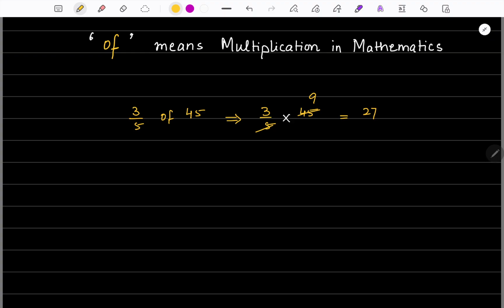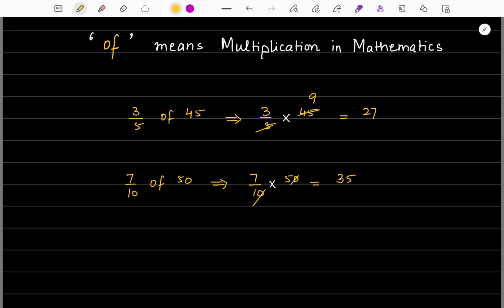Now let's take one more example here. 7 by 10 of 50. So again we can rewrite it as 7 by 10, 'of' gets replaced with the sign of multiplication, and we write 50. So here 0 in the denominator cancels 0 in the numerator and we get 7 fives are 35. So this was all about the concept of 'of'.